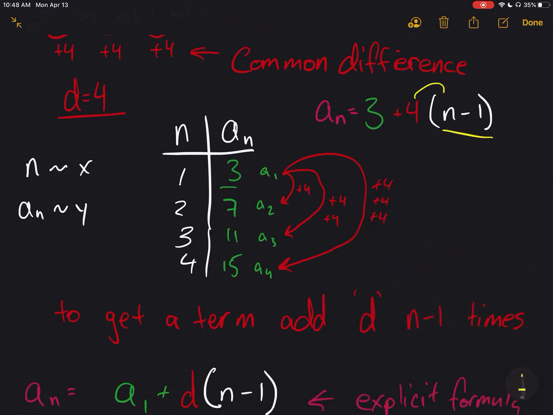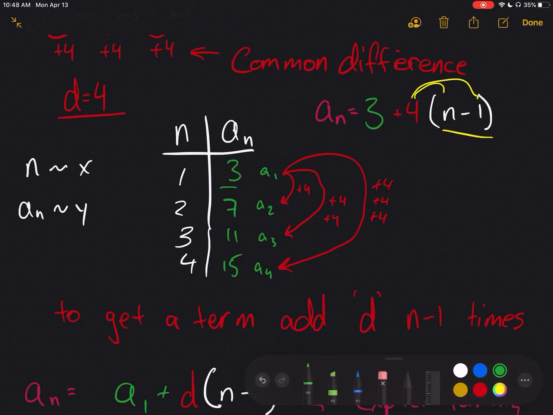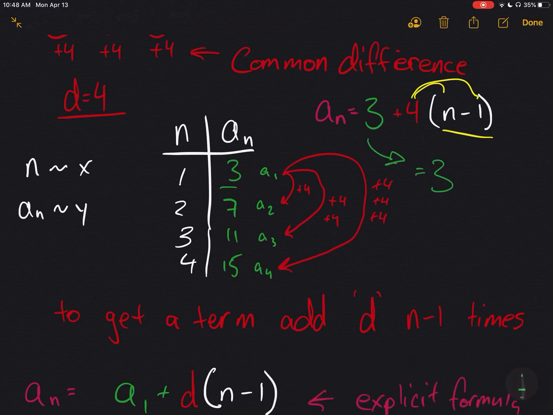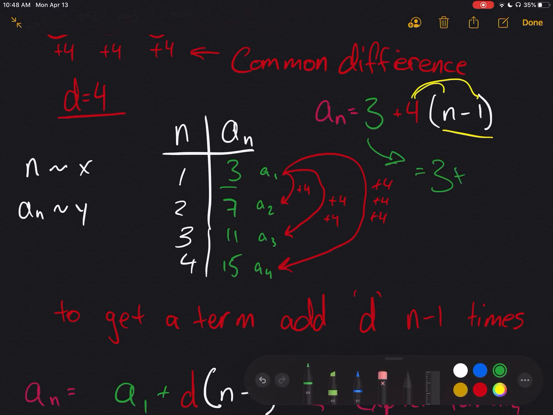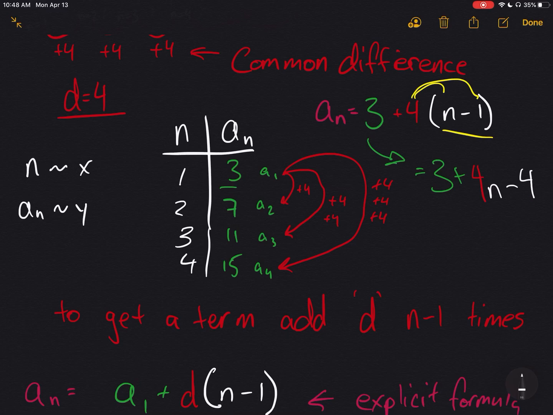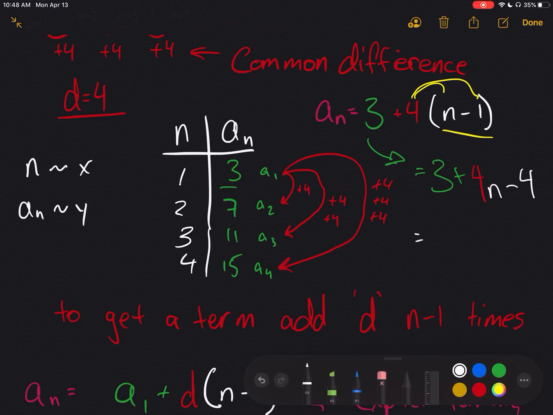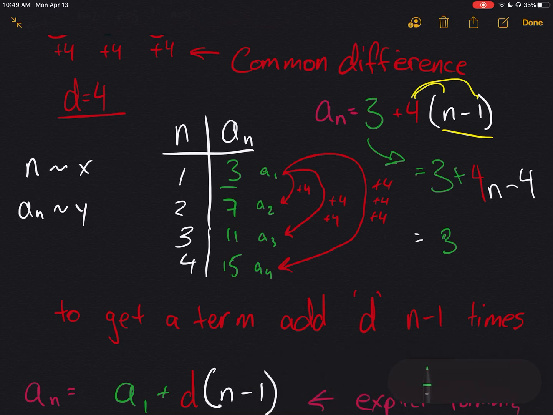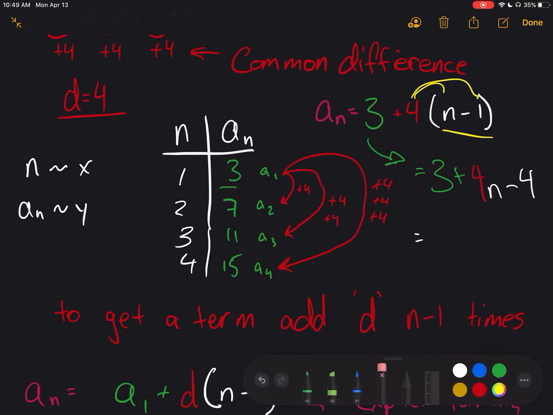So I do 4 times n, 4 times negative 1, okay? And so we'd have 3 plus 4n minus 4, and then we combine like terms. So we take 3 plus negative 4, which would leave us with negative 1 plus 4n. Okay?